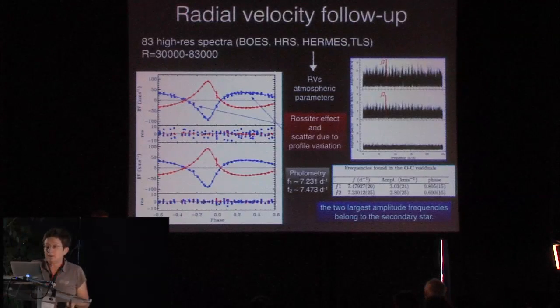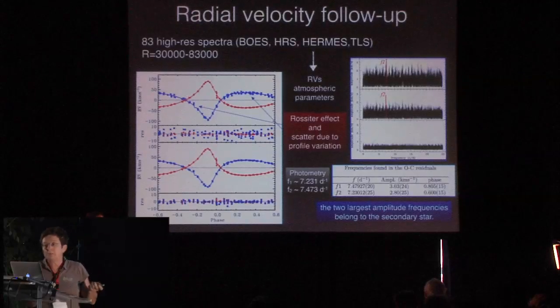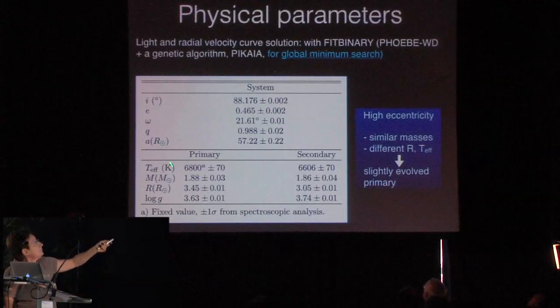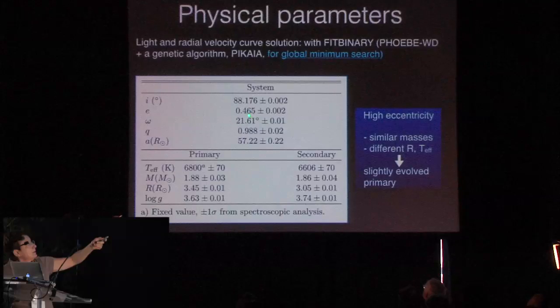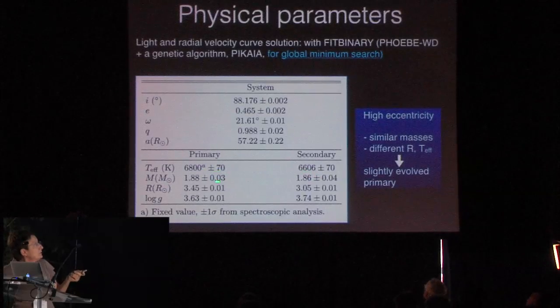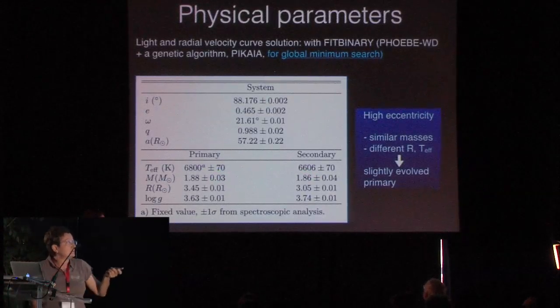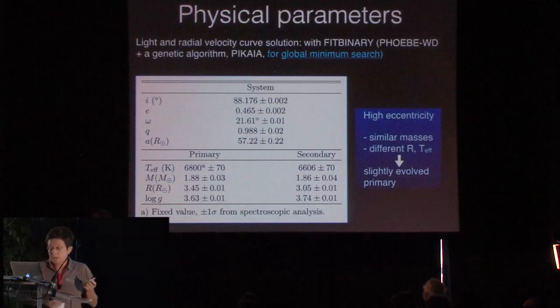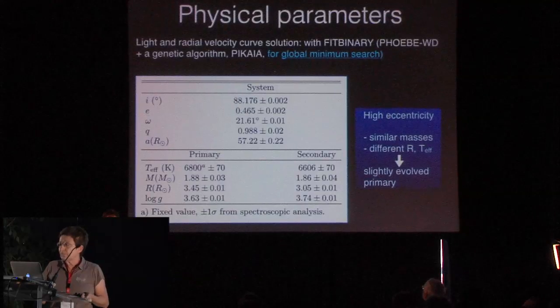What else? You have now the model of the binary, you derive masses with precision, and you get that it is an elliptic system, quite eccentric, with similar masses, very similar, but different temperature and different radii. So one of the components, the primary, should be slightly evolved.